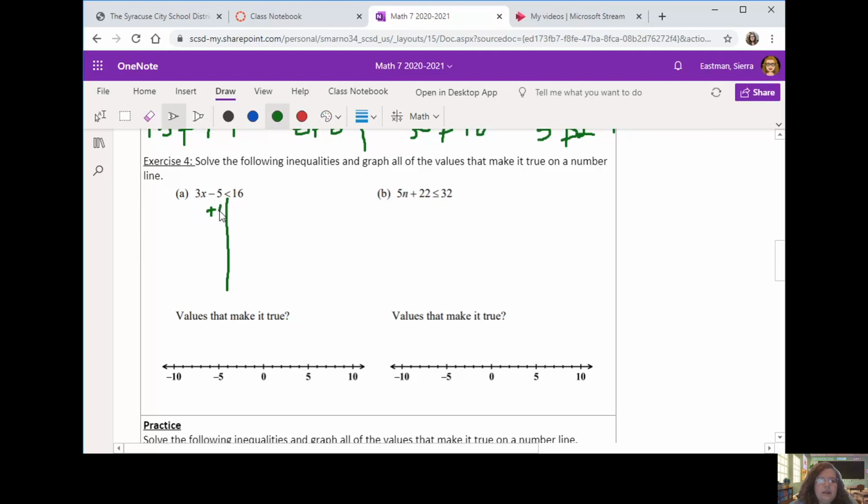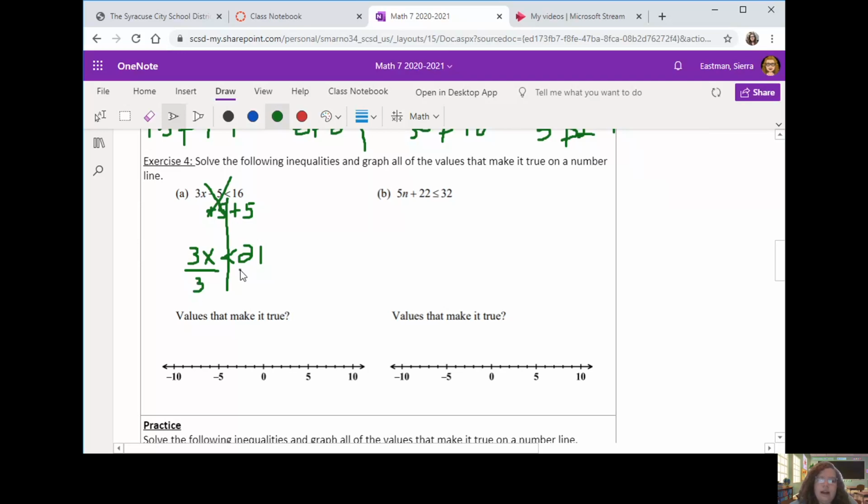We're doing the opposite, so I'm going to add 5 on both sides. Okay, we just proved that it would still leave it true, so we are allowed to do this. My 3x is left. My symbol is still the same, and 16 plus 5 is 21. Then we can divide by 3.